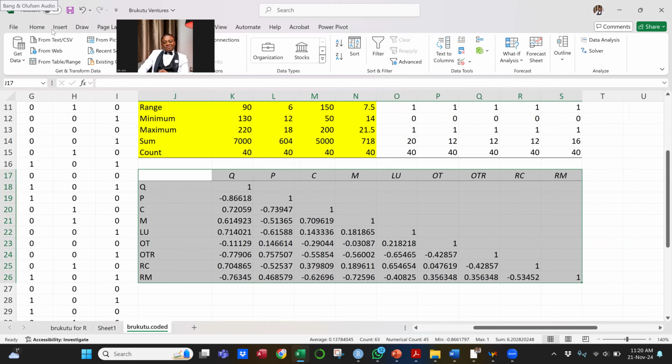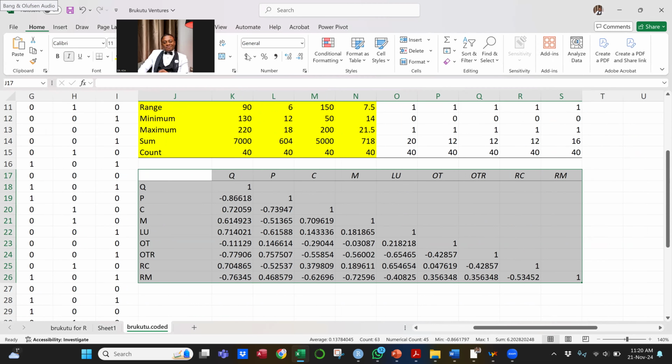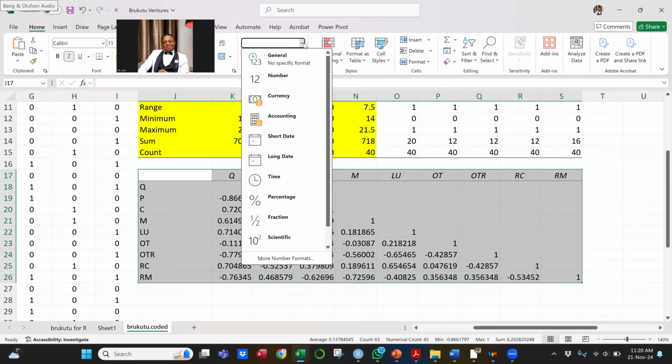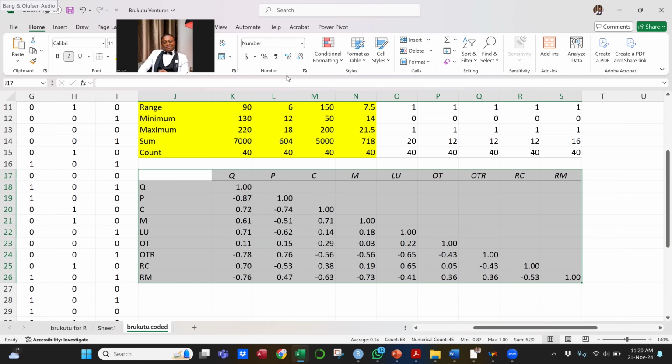It's nice. On the top, click on the Home tab, and under General here, click on General and choose Number. When you choose Number, everything will be in 2 decimal places, like that. And once you do that, you will get what you have in the note that you have. So this is the whole correlation matrix. This is what you will bring into your work.